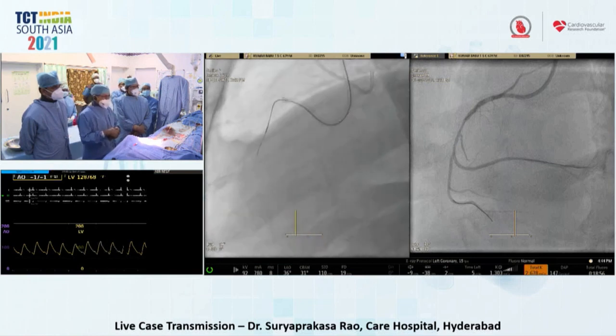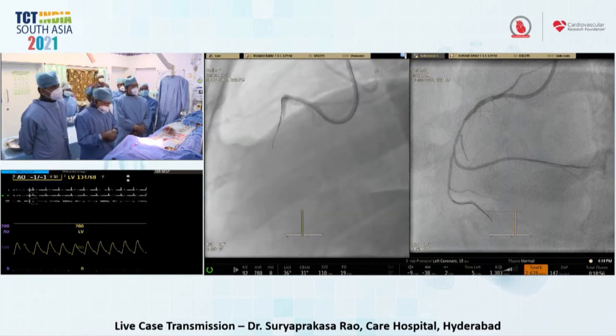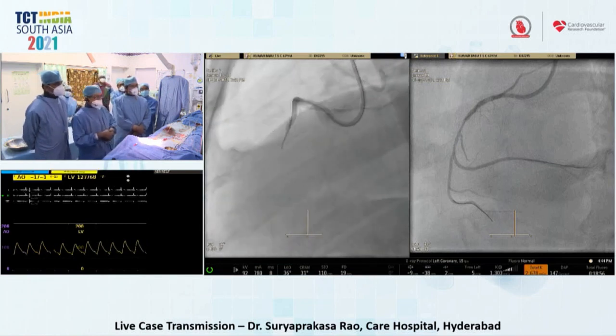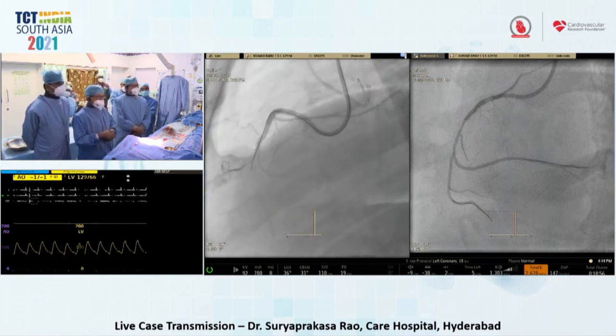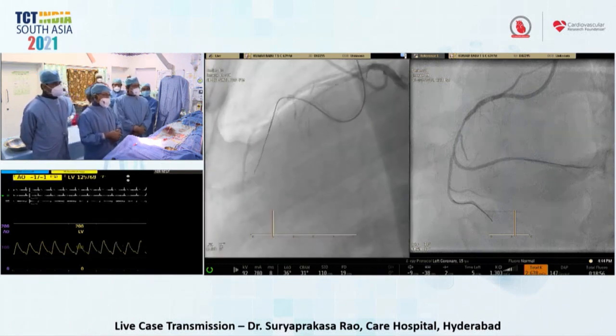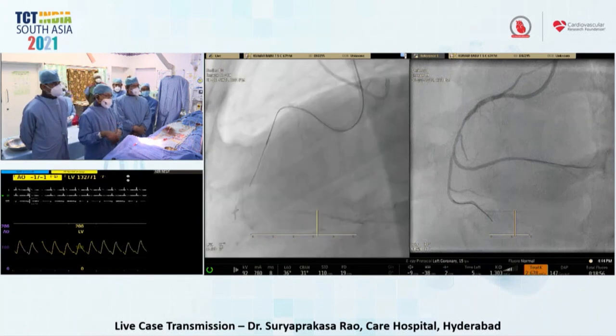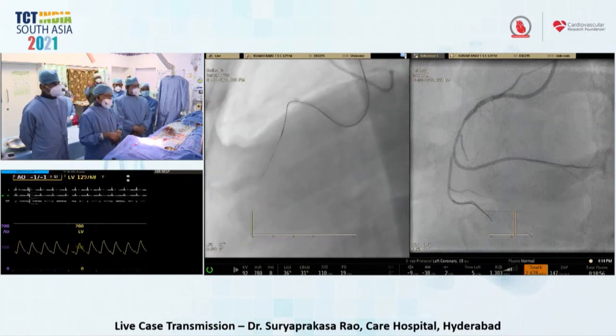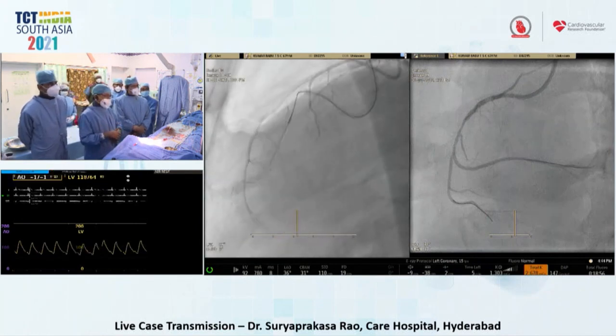That is the strategy. Actually, here through invisible micro channel tracking, the Fielder XTR successfully negotiated this CTO segment. Now you can see how it crossed the CTO, and then it entered the distal true lumen. Next you can see.